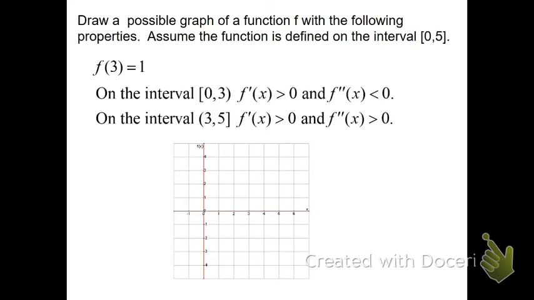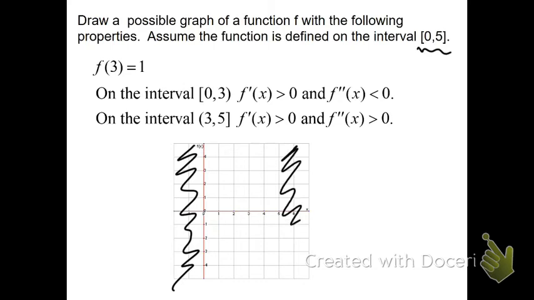First of all, this graph only goes from 0 to 5, which means nothing should happen over here, and it should stop at 5 somewhere. That's kind of weird. F of 3 is 1, so there's a point right there. Check. To the left of that, from 0 to 3, my first derivative is positive and my second derivative is negative.